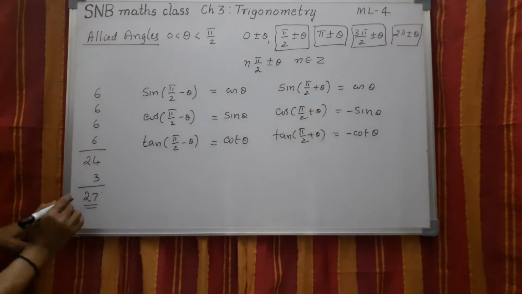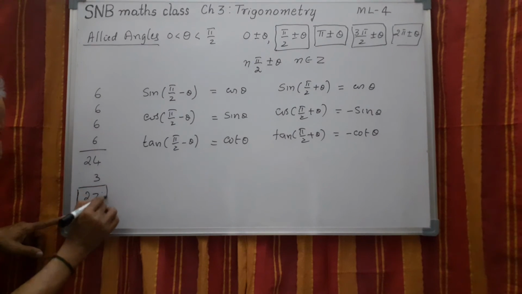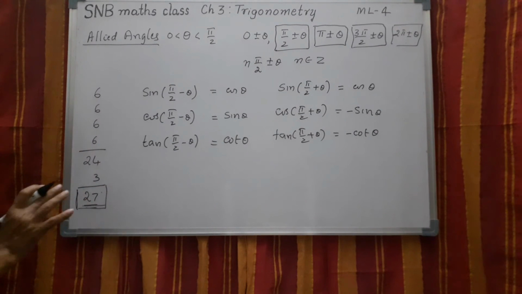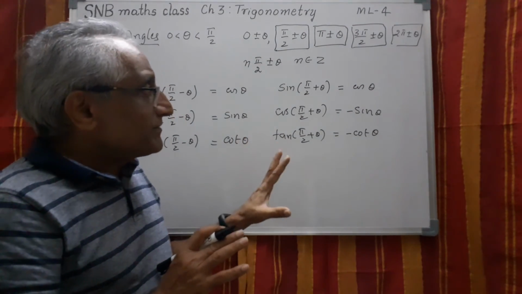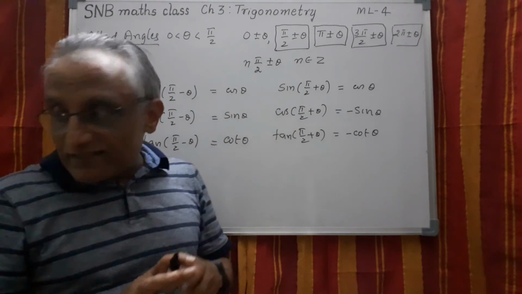Therefore, totally 27 allied angle rules I have to remember. I have to tell you, there is a very simple technique of remembering. So that I will be discussing in the next class.